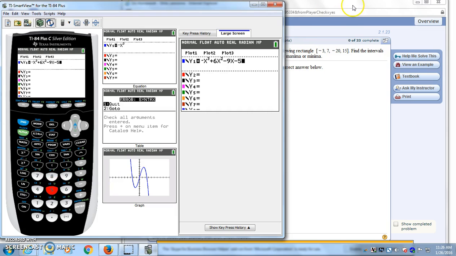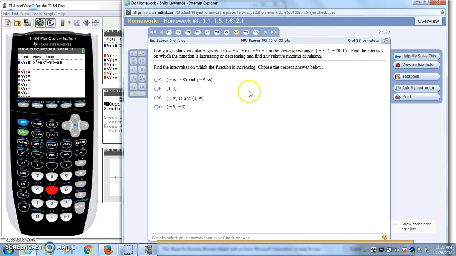And because they want us to look at it in a certain window, and they're telling us that specific window so that we can see increasing and decreasing intervals. If we look at it in just the standard window, we might not see everything that we're supposed to see. So once I get my function entered in, if they tell us a window and they don't actually spell out x min, x max, y min, y max, and they just give us those 4 numbers, they will always be in that order. The first number will be the x minimum, the second number will be the x maximum, that third number will be the y minimum, and the fourth number will be the y maximum.